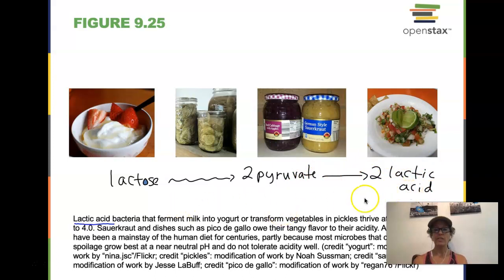So lactic acid production from fermentation creates things like yogurt, sour cream, cream cheese. We've got pickles, we've got sauerkraut, and we've got, looks like pico de gallo here. Could be fermented, or ceviche. That acid curdles the milk. That acid lowers the pH and serves as a preservative.